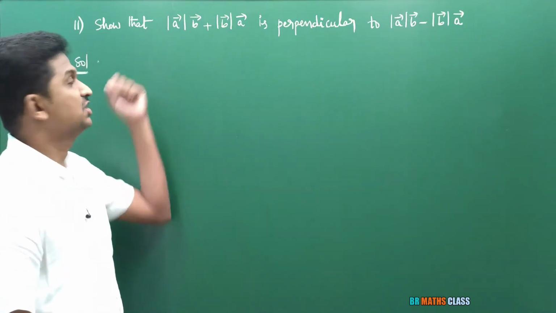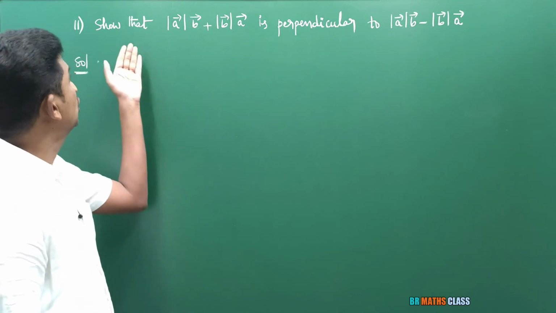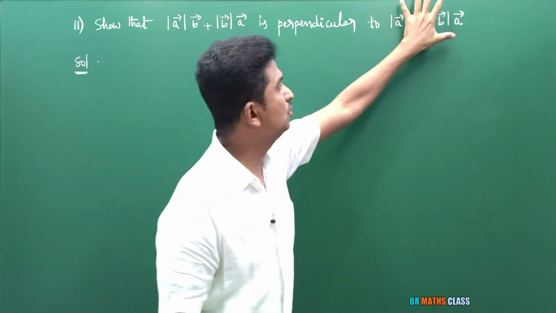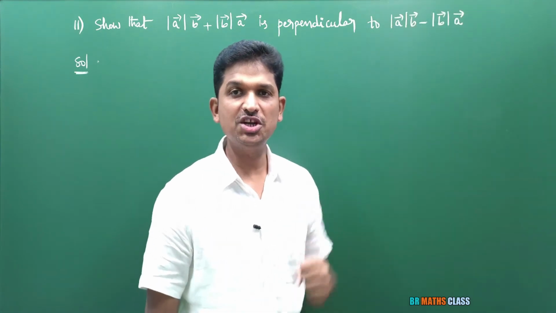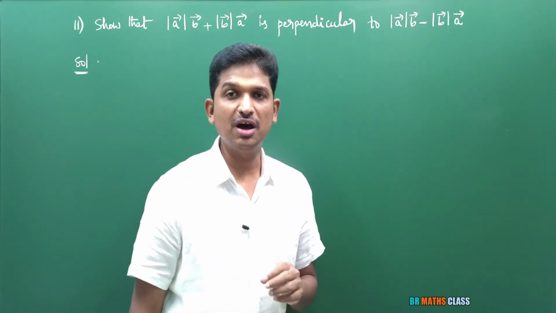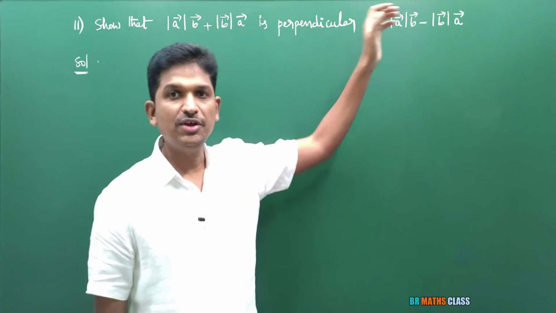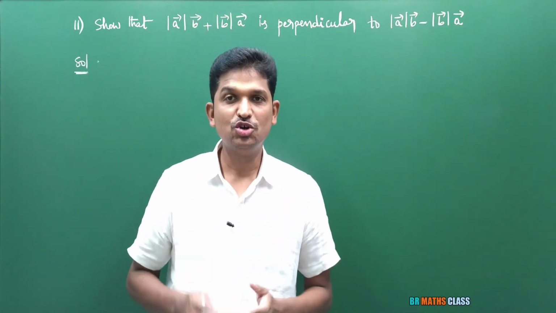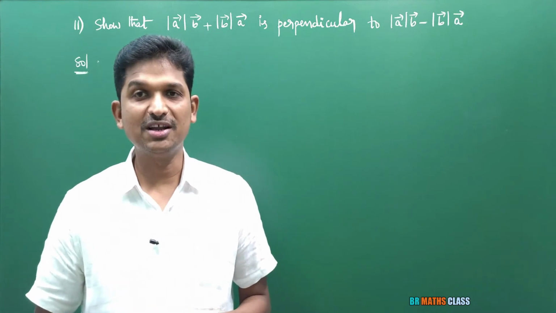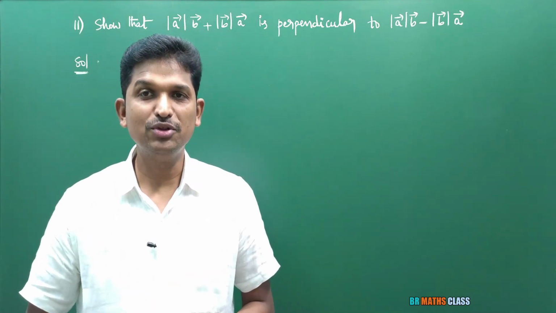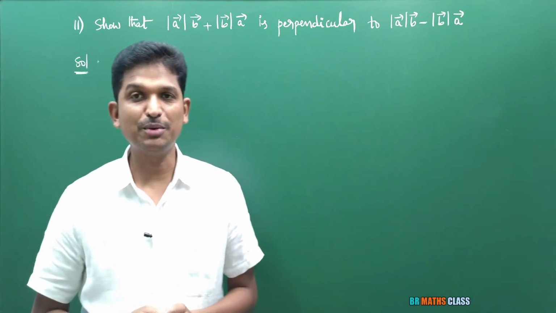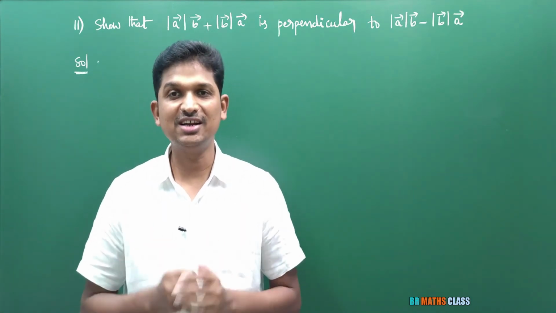You observe this question number 11. What are they asking? Show that this vector is perpendicular to this vector. Here they mentioned in the question that a bar, b bar are two non-zero vectors. We need to prove that these vectors are perpendicular. To prove two vectors are perpendicular, what formula do we have? We will prove that their dot product is 0. Here to show these two vectors are perpendicular, what will I do? I will calculate their dot product.